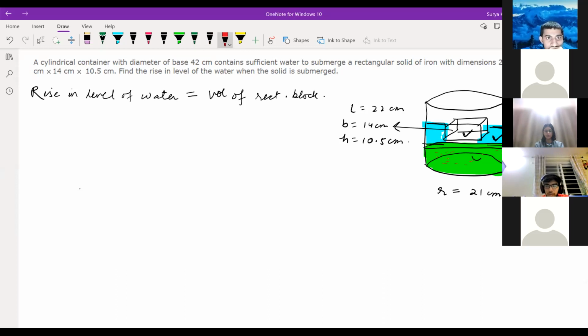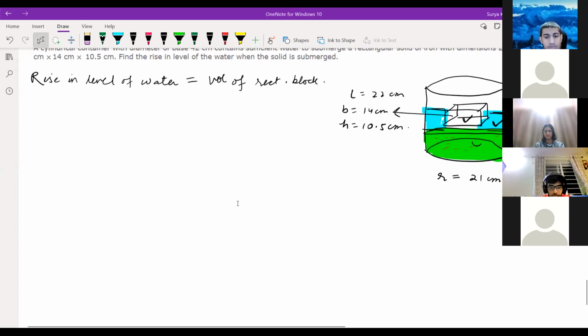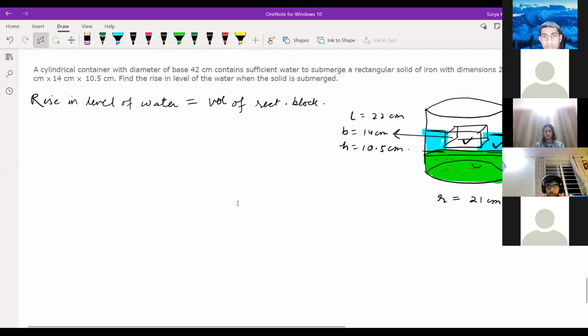Sir, I'm getting 3234. Height is 3234. 3234 what? Centimeter, sir, the volume of the block is 323. Acha, the volume of the block you are saying. If you find it in that way, it will take longer. If you find a rectangular block, this will be easier. How to draw a rectangular block? You can write here LBH, not a problem.